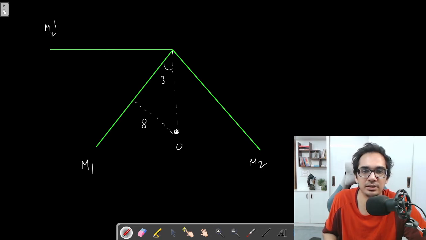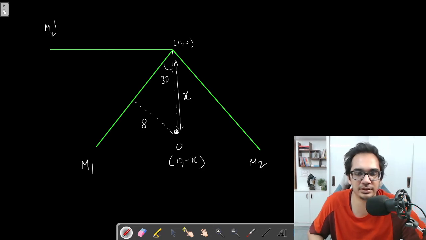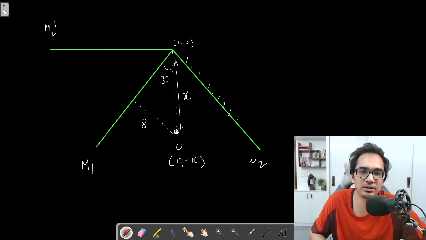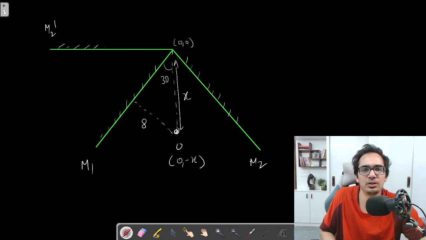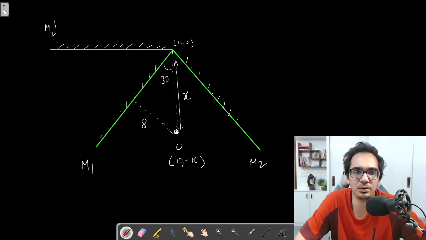This angle is 30 degrees. Let's take this as the origin. Let's take this distance as x. So the coordinate will be 0, minus x on the y axis, right? So this is mirror M2, and this is mirror M1. In mirror M1, we have drawn the reflection of M2. So everyone should be very confident in drawing the reflection of M2 in mirror M1.